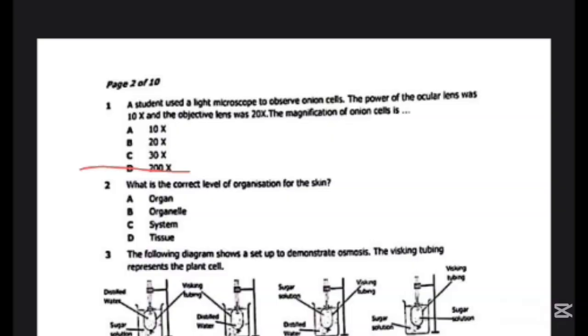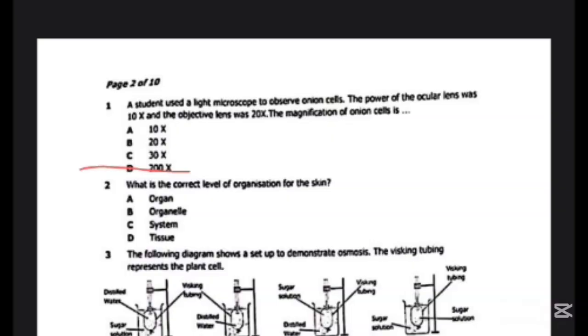Moving on to question 2, what is the correct level of organization for the skin? We know that there are a lot of levels of organization. We have cells. When similar cells come together, they form tissues. When similar tissues join together, they form what is known as an organ. Then multiple organs working together form what is known as a system. We have the circulatory system, respiratory system, all those systems. Then when systems join together, they form what is known as an organism.